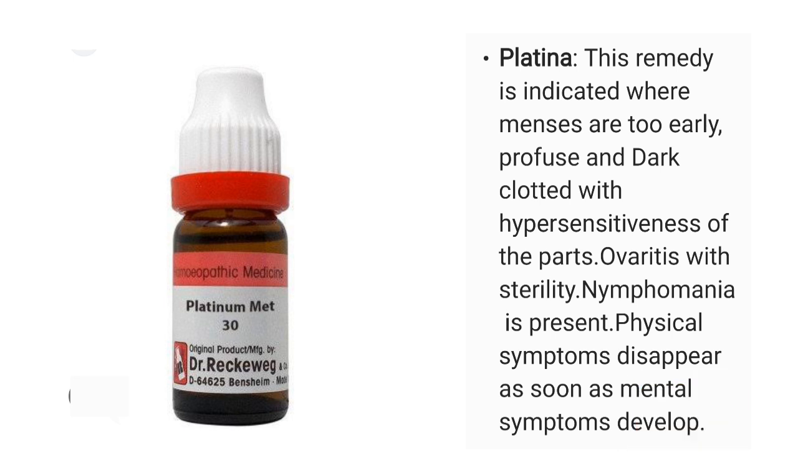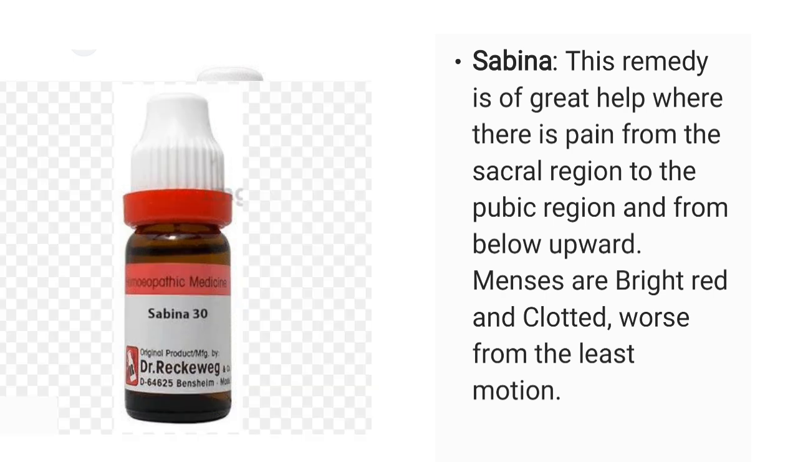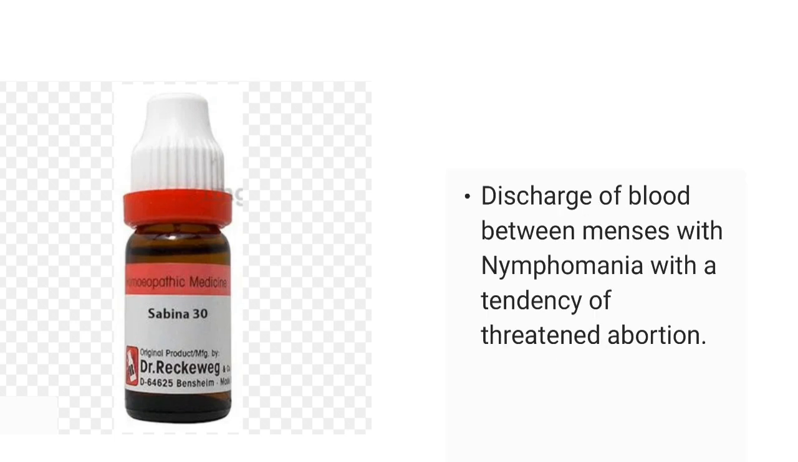The last is sabina. Sabina is of great help where there is a pain from the sacral region to the pubic region and from below upward. Menses are bright red and clotted and worse from the least motion. Discharge of blood between menses with nymphomania with a tendency of threatened abortion. So in conclusion, homeopathy offers a holistic approach to treating endometriosis.